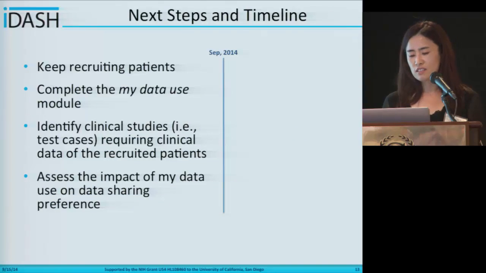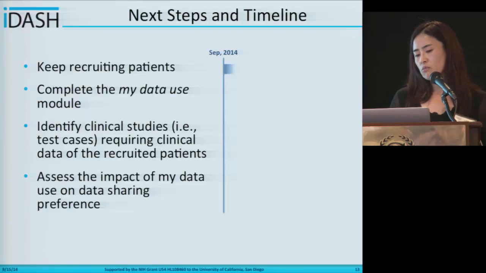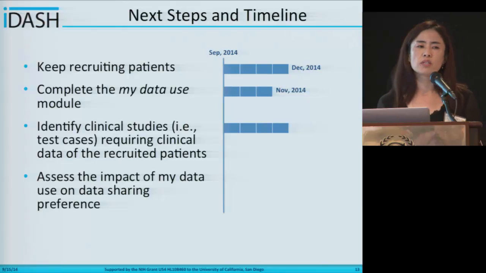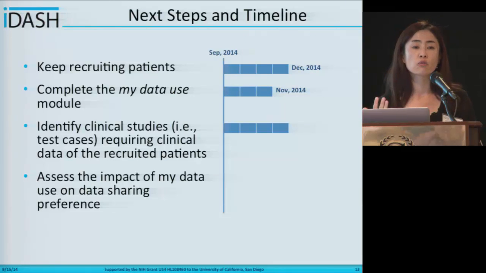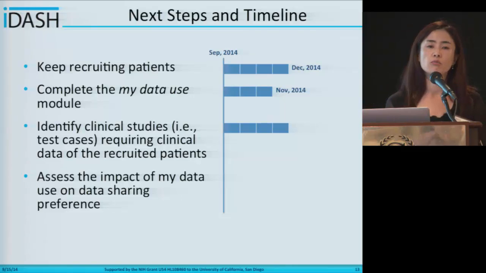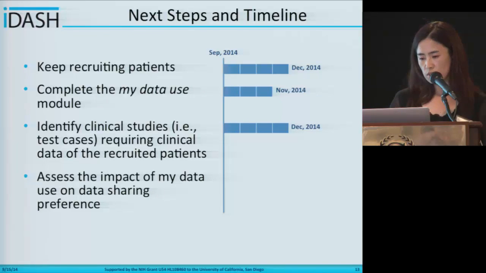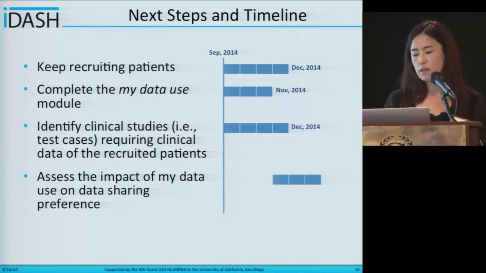So then what's next? The data recruitment will continue until the end of this year, and we will soon complete implementing the my data use module by the end of November. And then we need at least three clinical studies that actually use the data from the patients that we recruited so that we can populate the my data use page. So hopefully we can do this by the end of this year as well, so that the whole project can be completed by early next year.